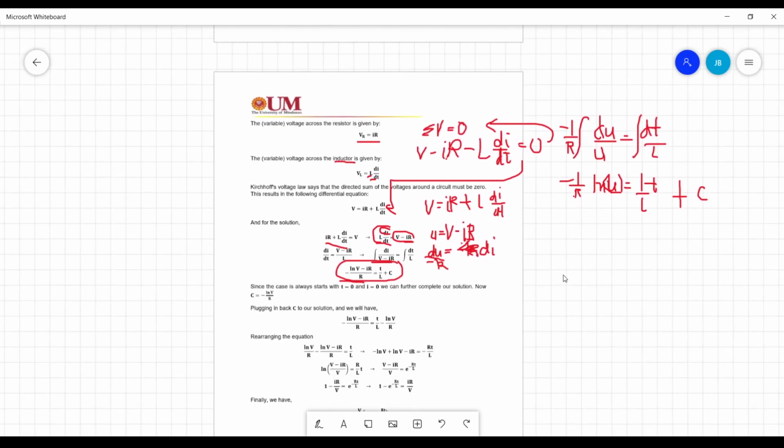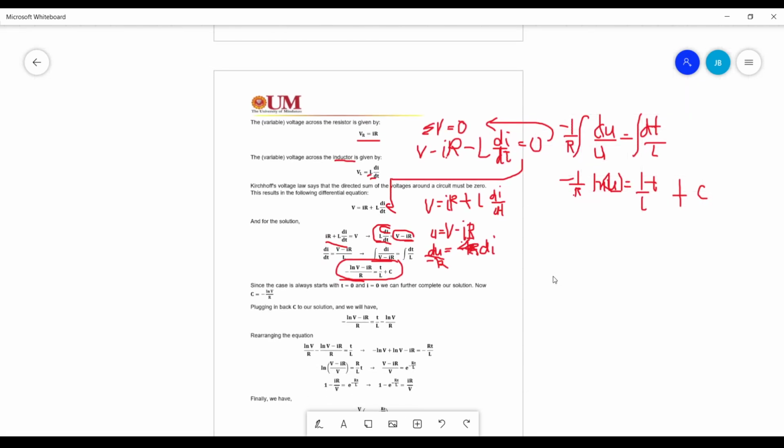Since the case always starts with t equal to 0 and I equal to 0, nothing has started yet, so time given was 0, and since no current has flowed at that time, I is also equivalent to 0. So substituting t as 0 and I as 0 as well, let's substitute here.